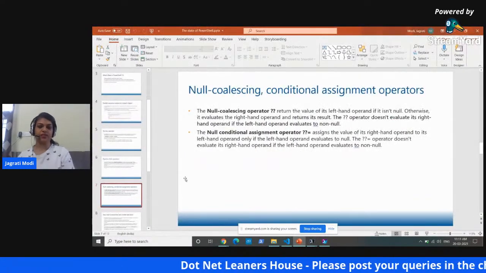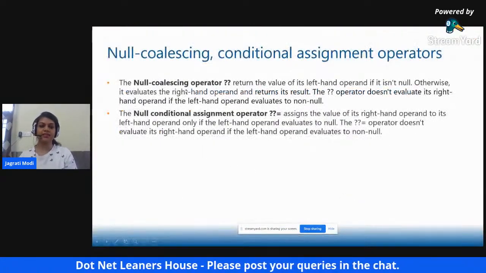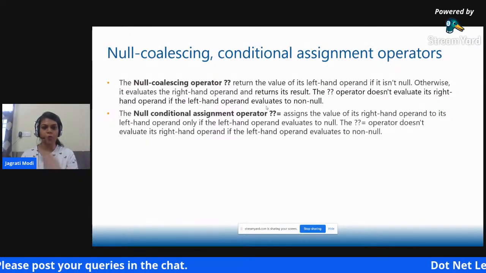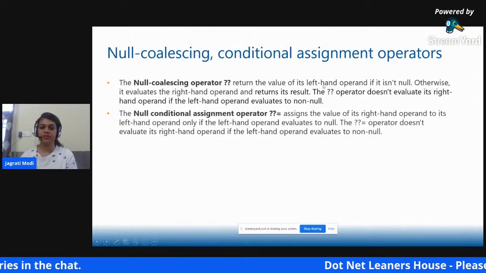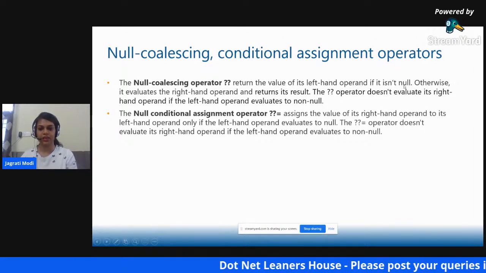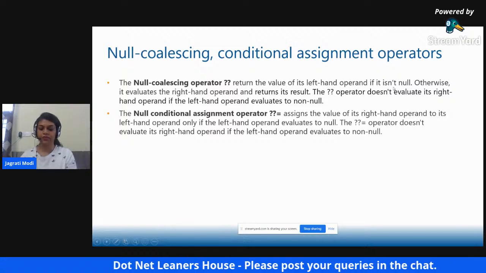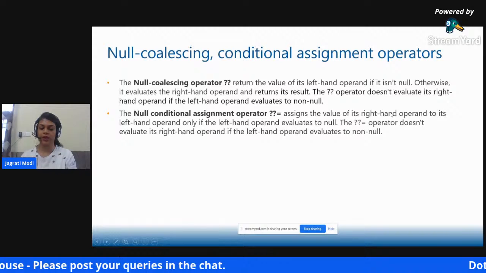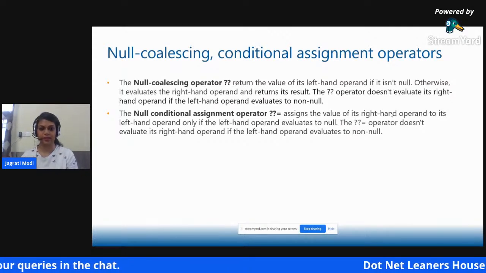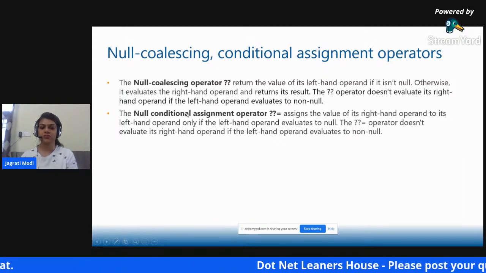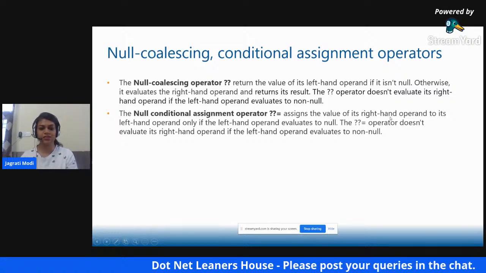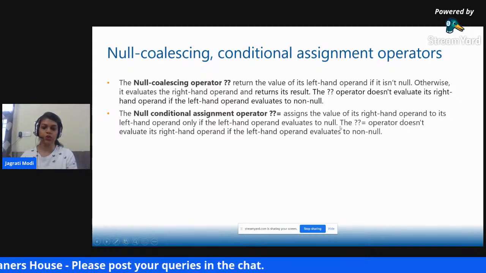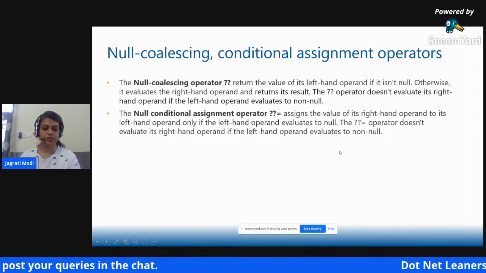Okay, let's check the next one. The next one is the null coalescing and the conditional assignment operator. The null coalescing operator returns the value of its left hand operand if it isn't null, right? It checks the value to see whether it is null or not. If it is null, then it provides the value which we have given on the right hand side of the expression. And the next operator, which is quite similar to this one, assigns the value of the right hand operand if the variable is equal to null. So let's check how this works.